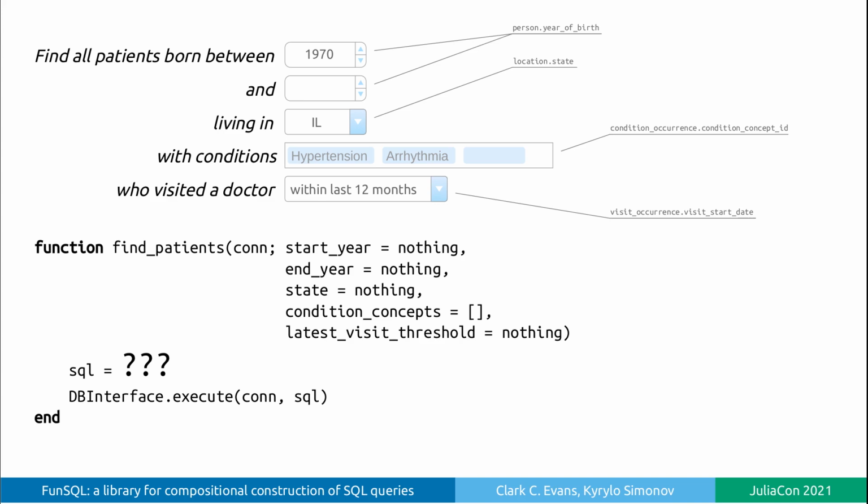I'm going to explain how the FunSQL library lets us dynamically build complex queries that could drive forms like this one. For this form, we need to use filtering and join operations, correlated subqueries, and aggregate functions, which are going to be the topics of my talk.